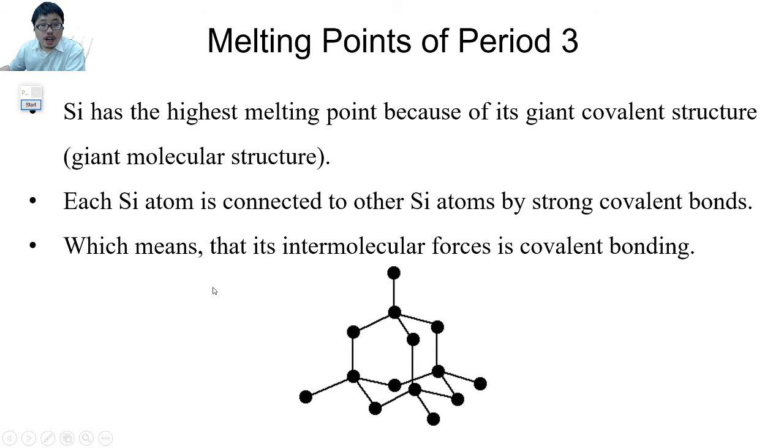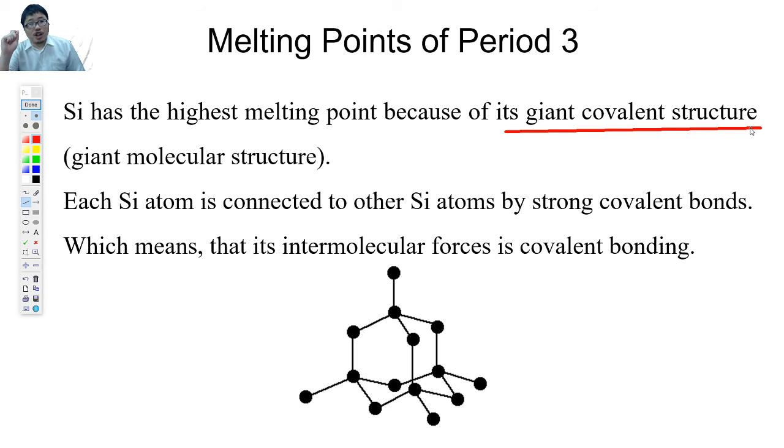For that, it is because silicon is what we call a giant covalent structure or giant molecular structure. In the silicon element, when it's all connected, it is all pure, strong covalent bonds. So between silicon to silicon, it has the strongest attraction among all of them because it is pure, strong covalent bonding. Therefore, it is the hardest to melt among the rest.